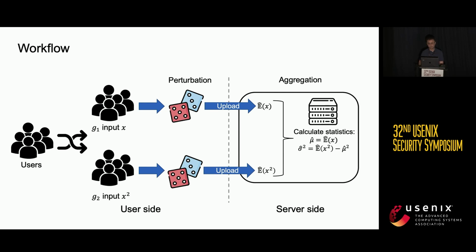In order to estimate variance, we need a few more steps. First, the users need to be divided into two groups. The users in the first group send their private value x, and users in the second group report x squared. After the data collection, the server can estimate the expected value of x using the reports from group 1 and the expected value of x squared using the reports from group 2. Then the server can estimate the mean and variance at the same time.